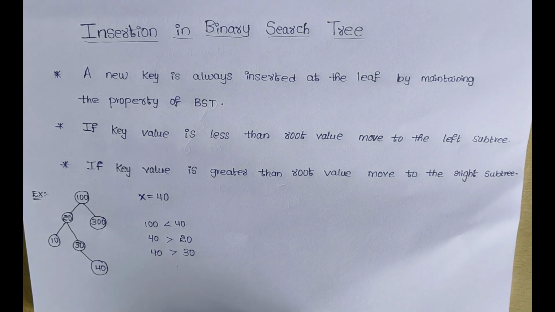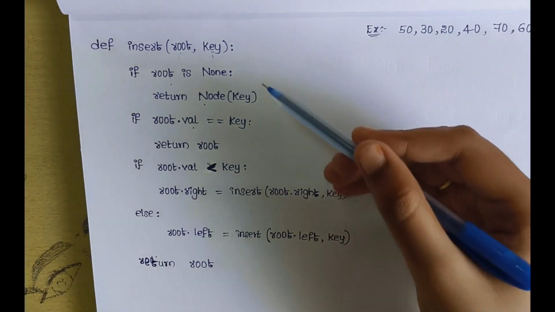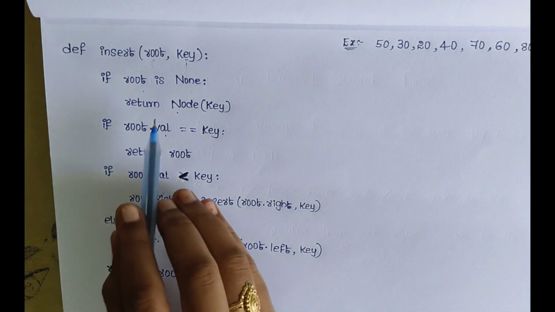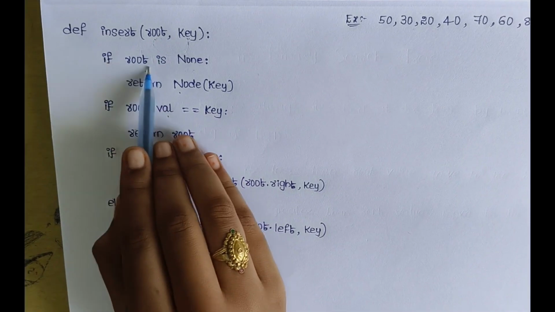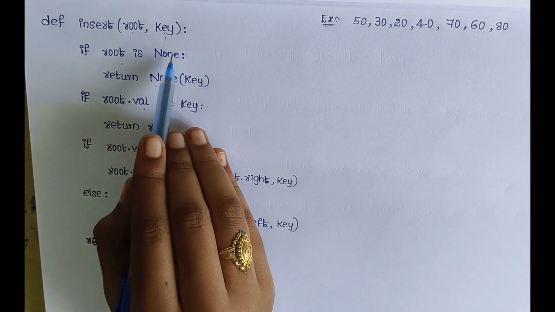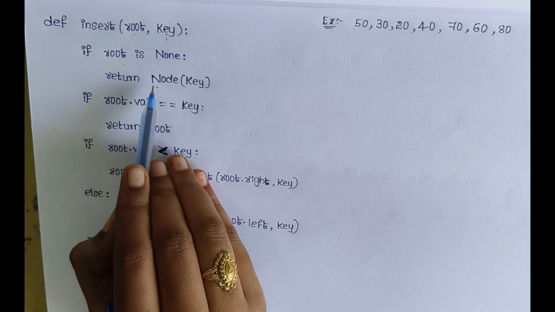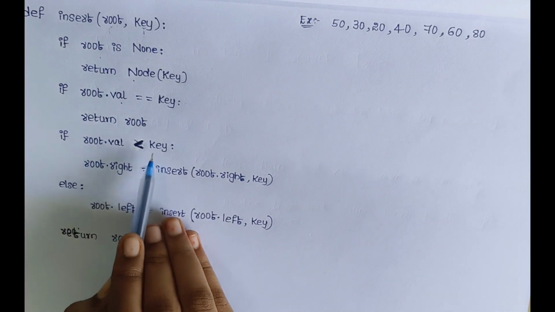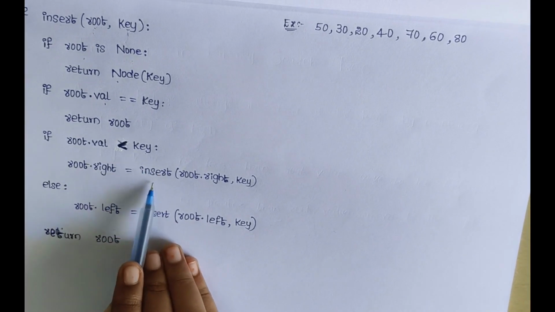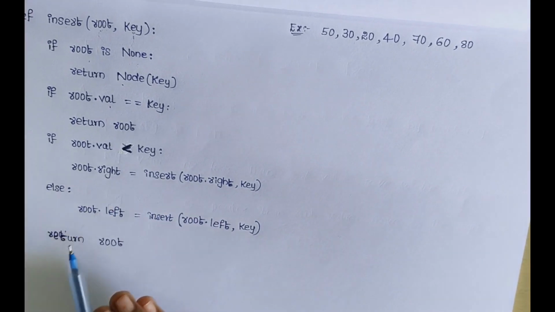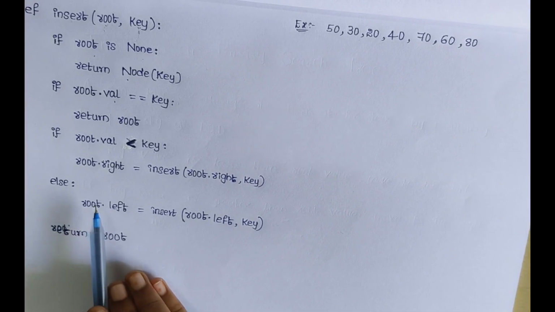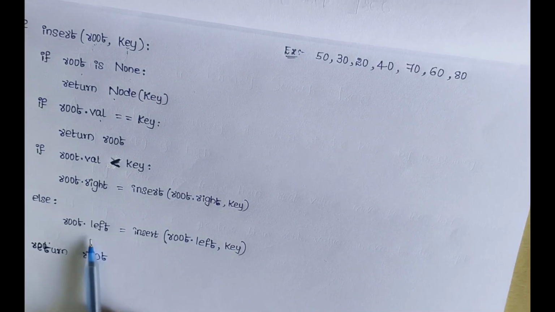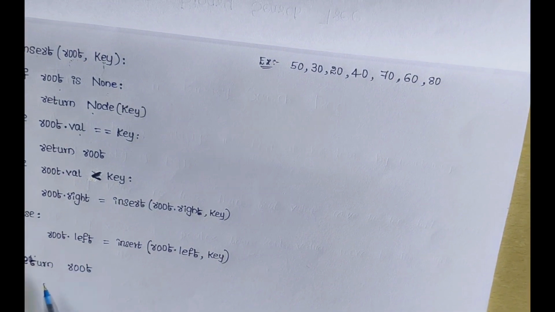Now let us discuss the program. Let's discuss the program using recursion in Python. About insertion, we have to compare key with root. If root is none, directly we have to insert key. Else we check if root value is less than key, we have to insert key at the right subtree. Else we have to check if root value is greater than key, we have to insert key value at the left subtree and return the root.